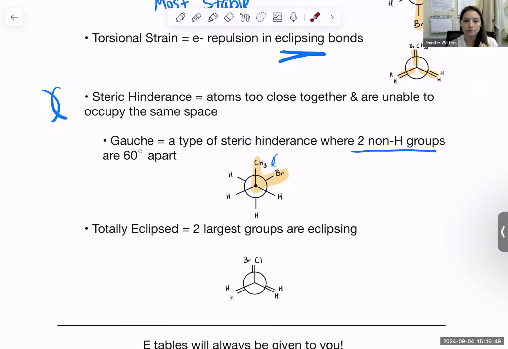In the staggered conformation. Totally eclipsed is where your two largest groups are now eclipsing. This is going to have the greatest amount of sterics and torsional interaction. So totally eclipsed is where we see our two largest groups are eclipsing. That's totally eclipsed.